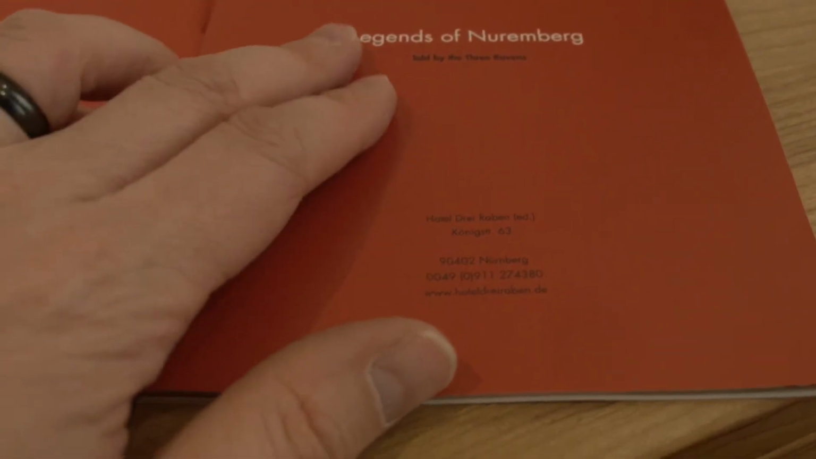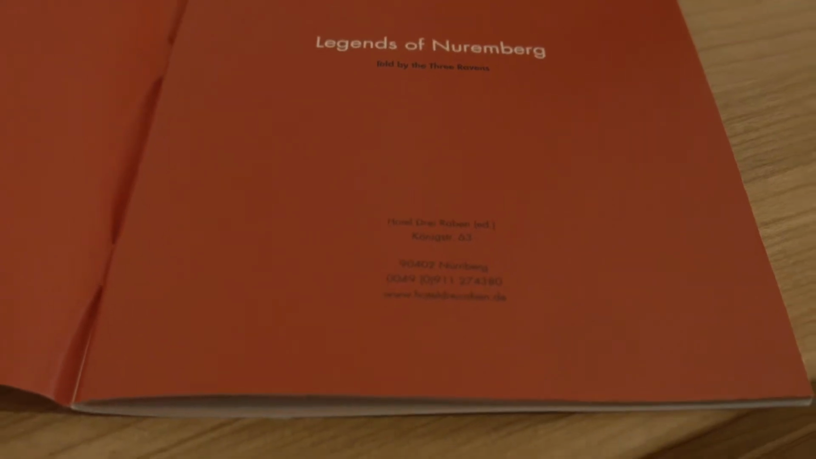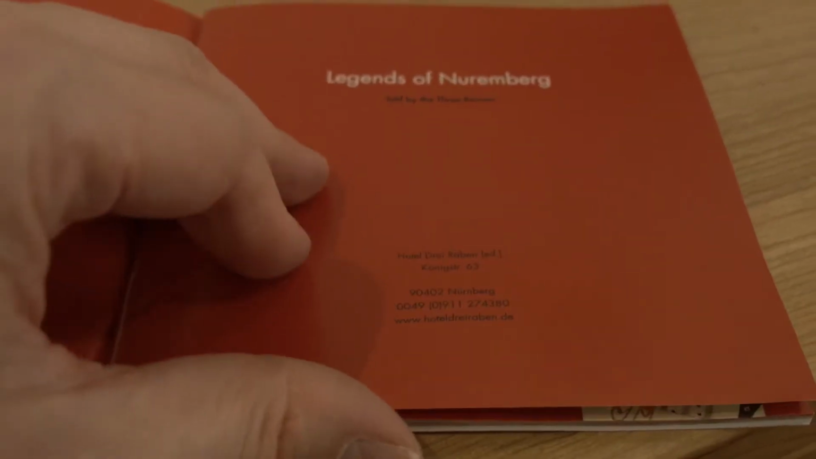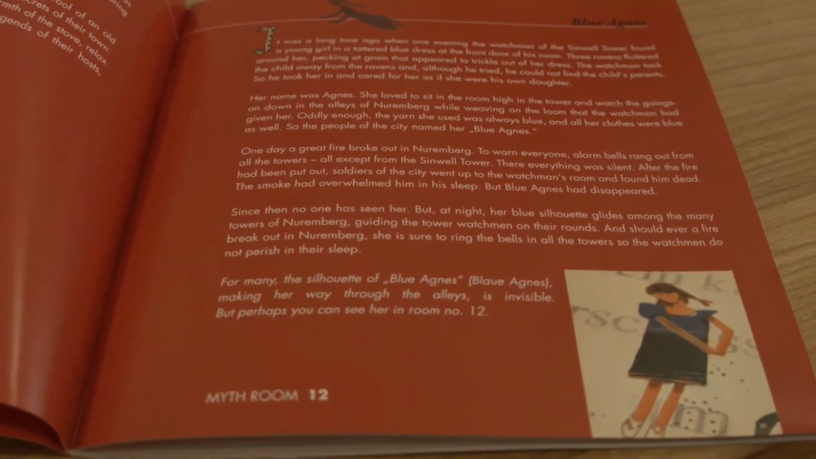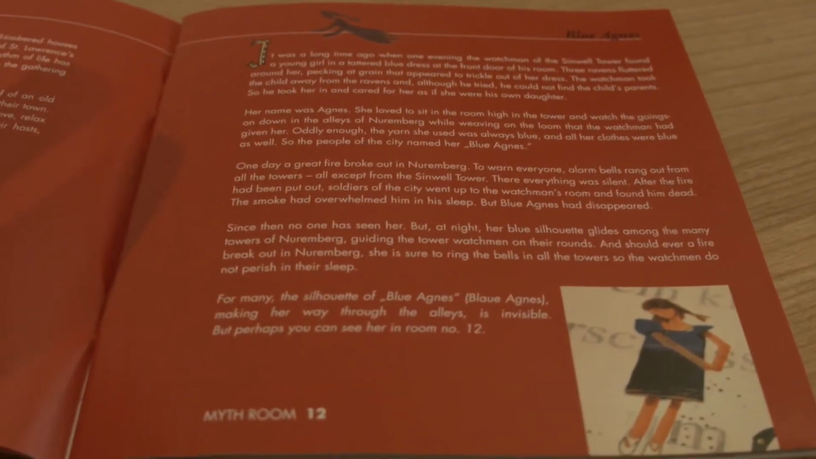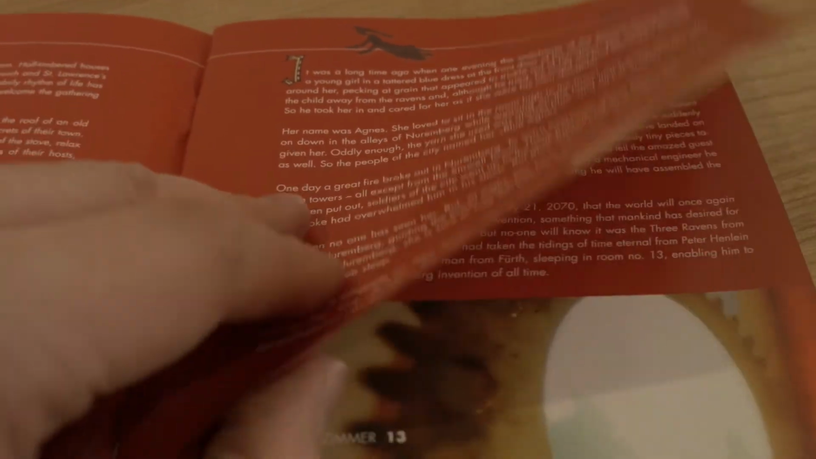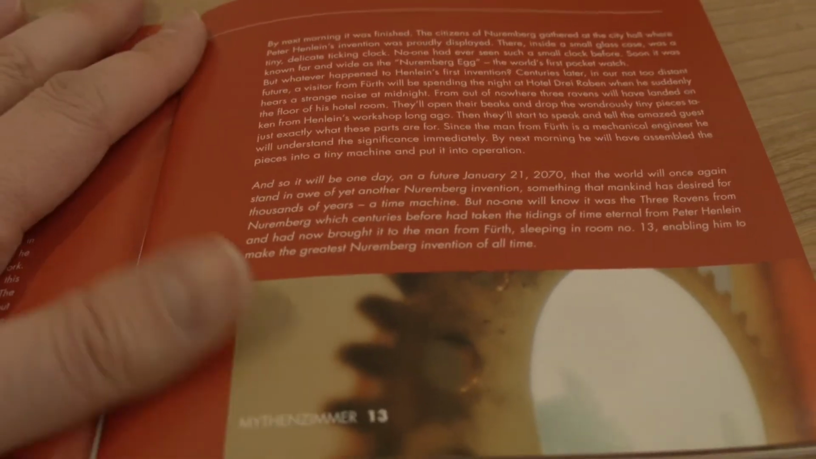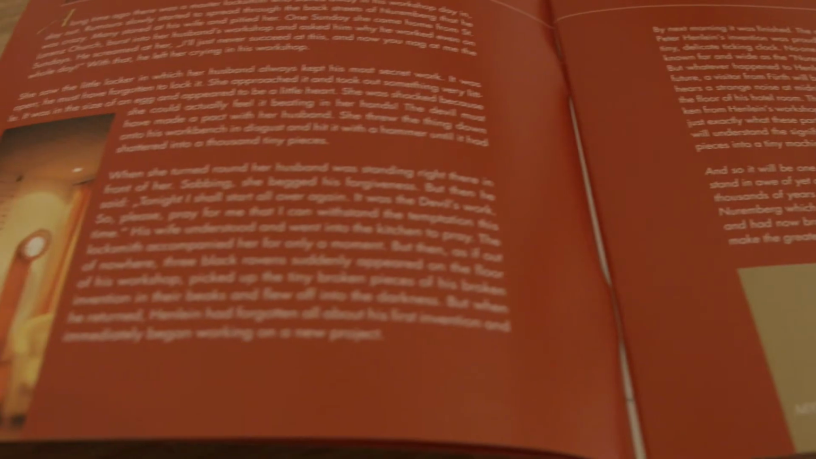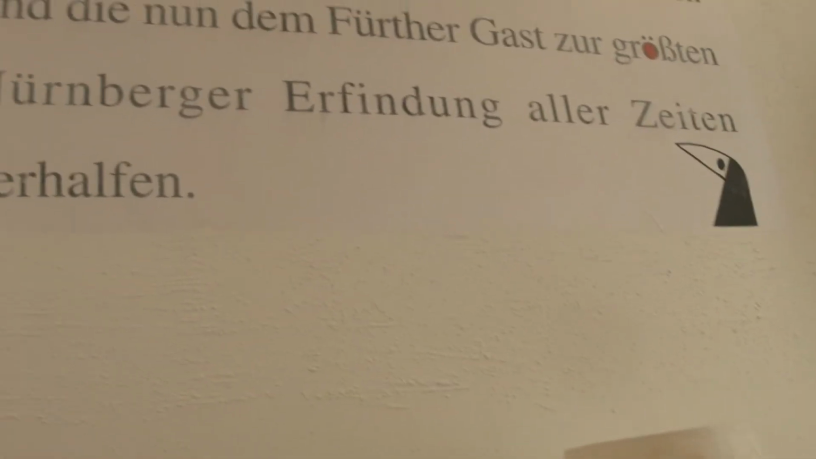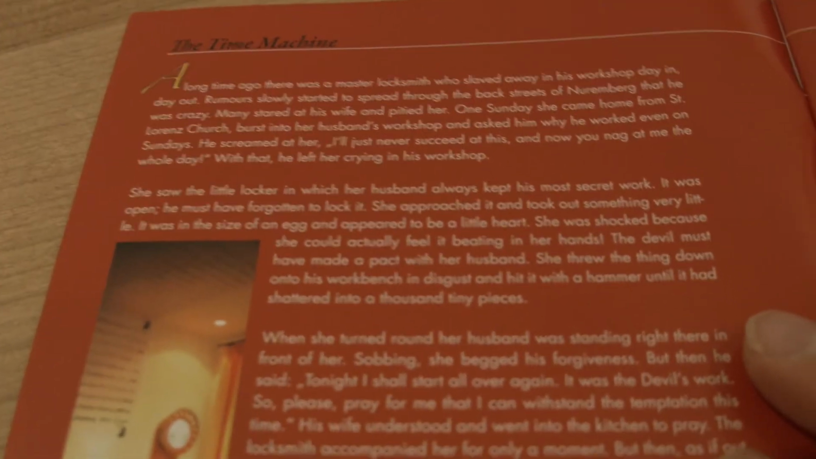Okay, so here is, as you can see, Legends of Nuremberg as told by the Three Ravens. So again, they're keeping up this theming, the brand theming. I'm not going to take you through all these, but one of the things I like about this is that it allows you to get into the mood of the rooms. This talks about the different rooms, and I think we will read the Time Machine. Again, the Time Machine is the room that we're in here looking at, and in particular, as I said, there's this text on the wall. So let's take a look at what this particular myth is here, and you can read along basically.